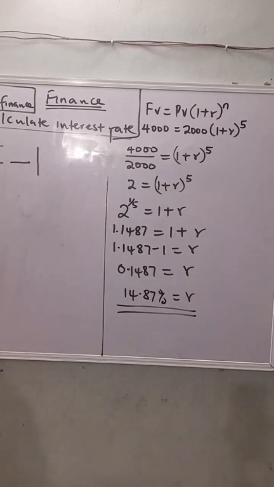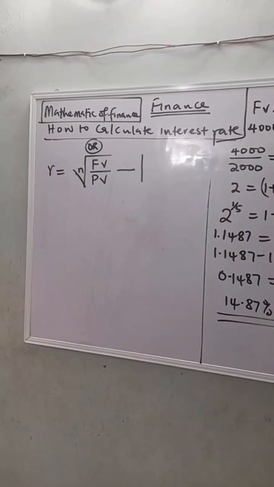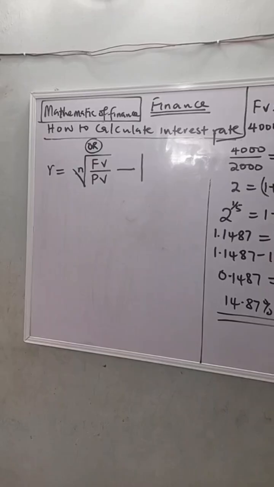If you don't want to go through the original formula the way I have used it, you can conveniently use the formula on the board. Interest rate or rate of interest is equal to the n-th root of the future value all over the present value, minus one whole number. In this case, you don't need stress.